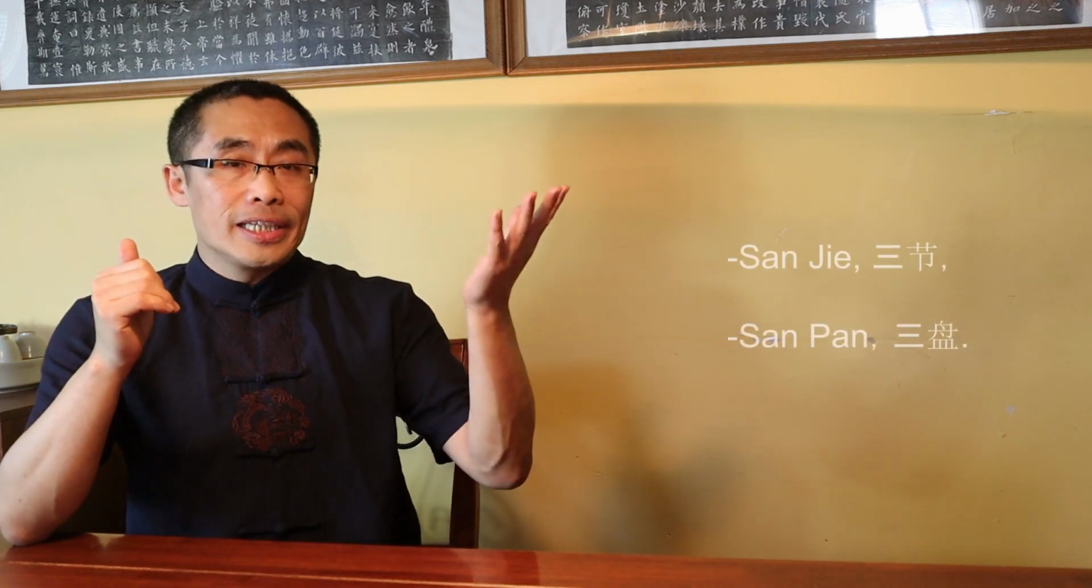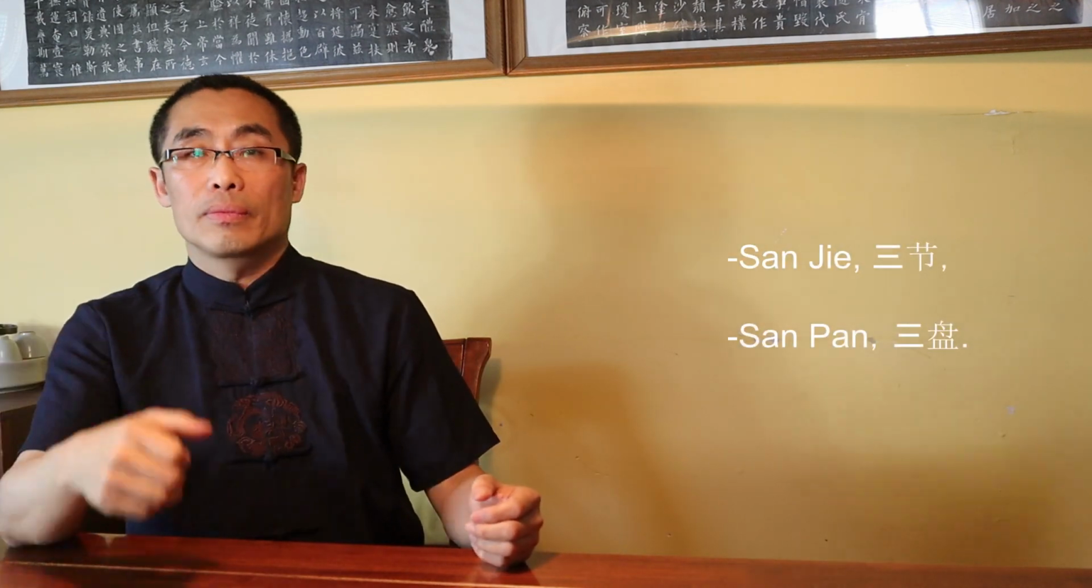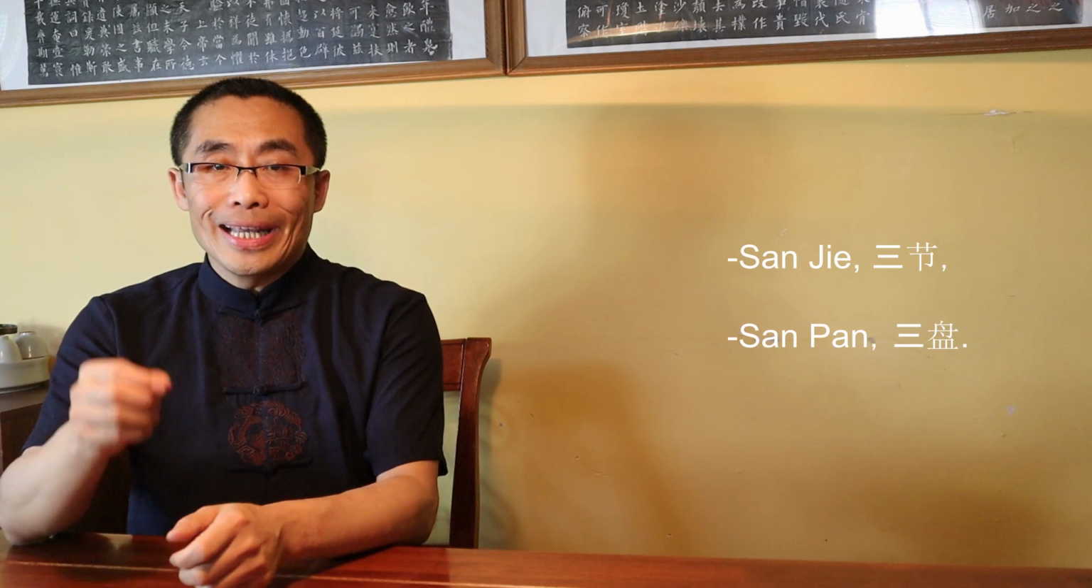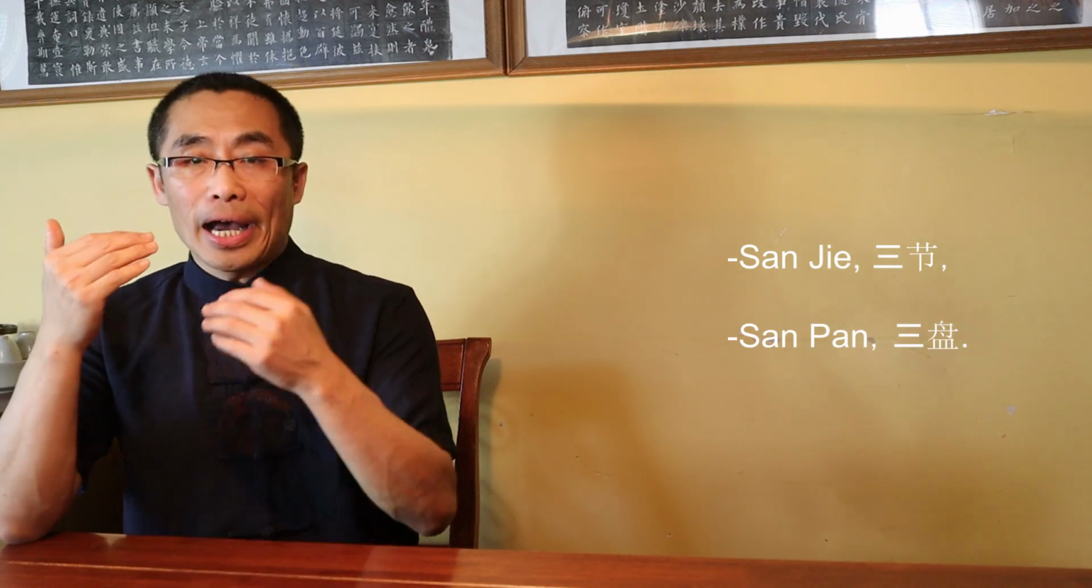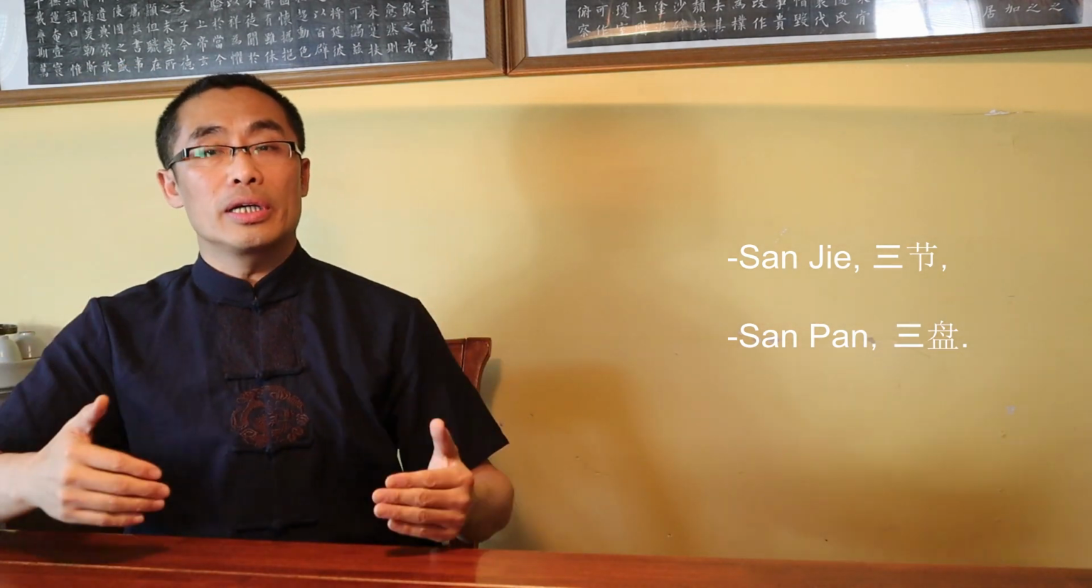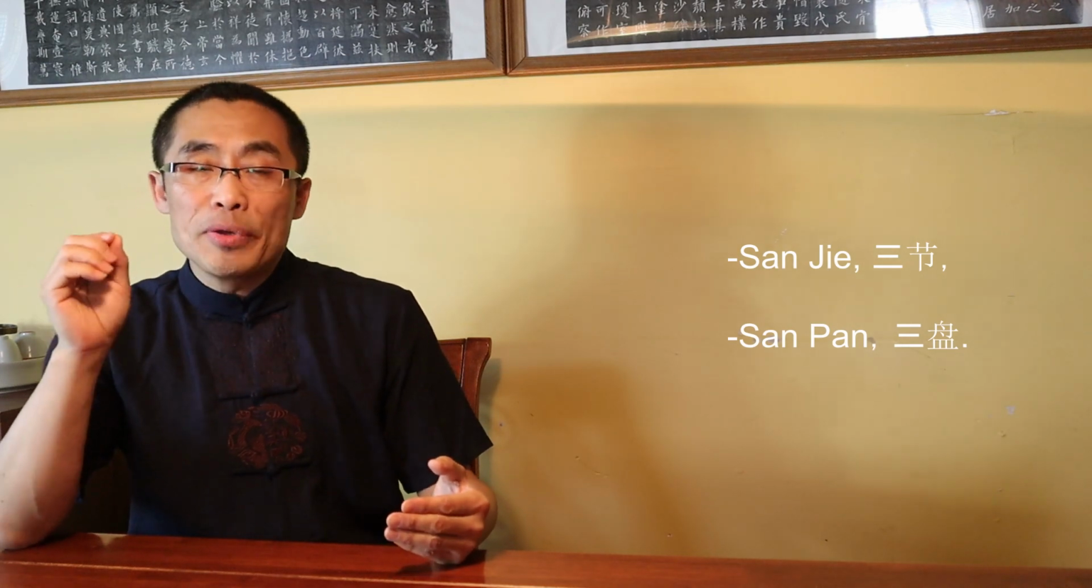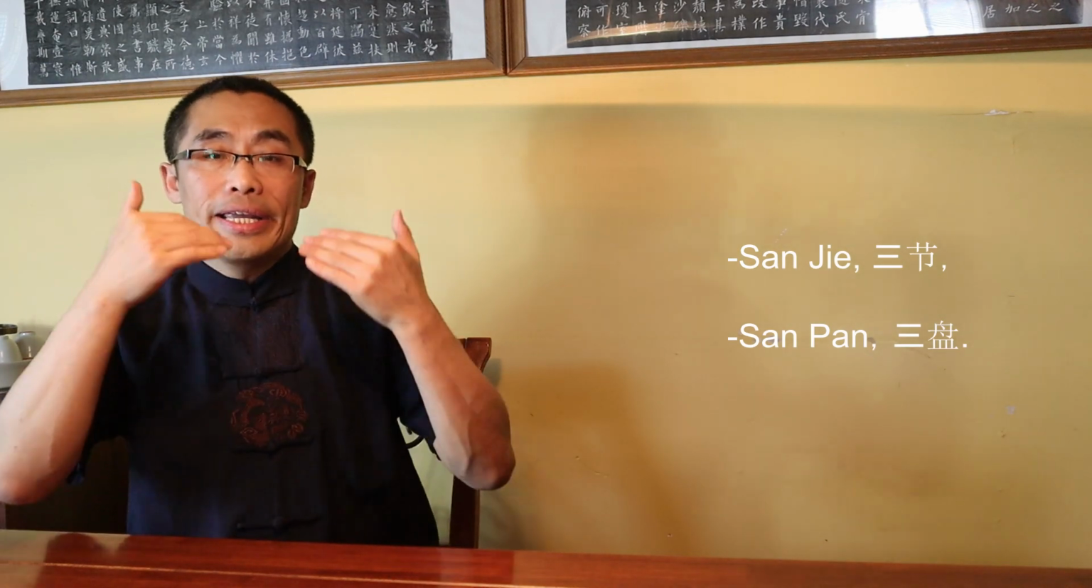Let's save that for a future video. Now you may be wondering, what's the difference between 三节 and 三盘? Well, 三盘 is used to classify areas of the entire body, while 三节 can be used to classify individual parts of the body based on joint and segments.